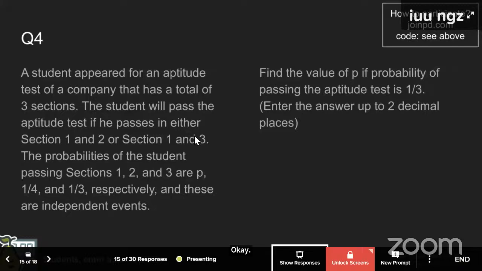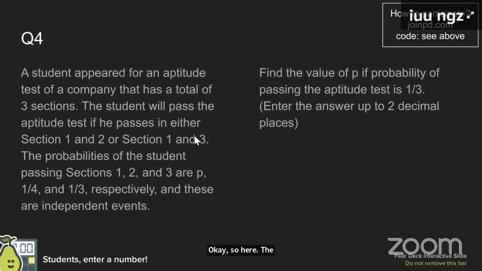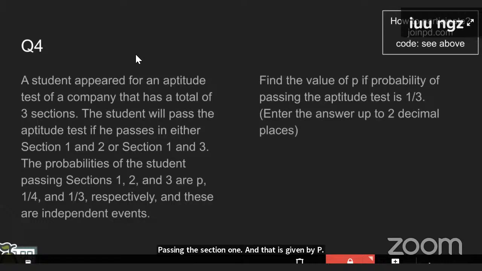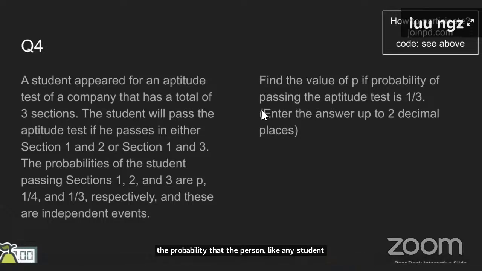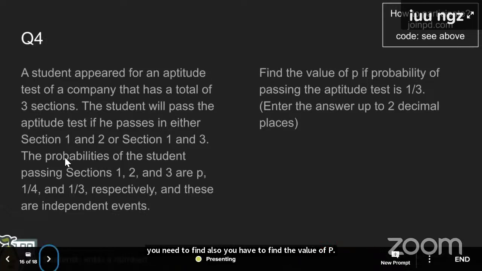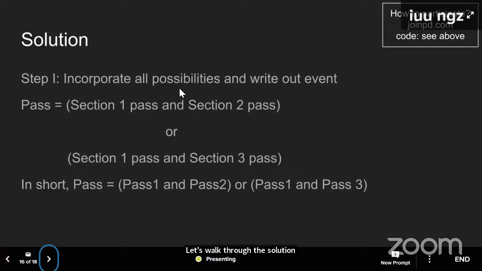Okay. So here, the question asked is to find the probability that a student passes section 1, which is given by P. The probability that any student passes the aptitude test is 1/3, right? So you have to find the value of P. Let's walk through the solution. So, okay, let's go back here.